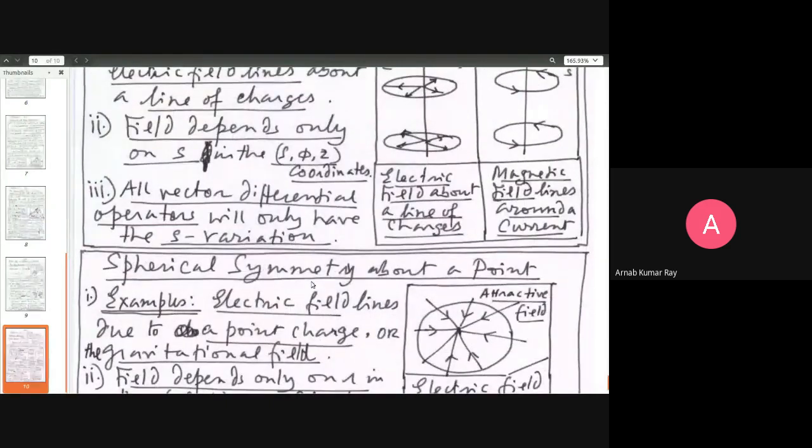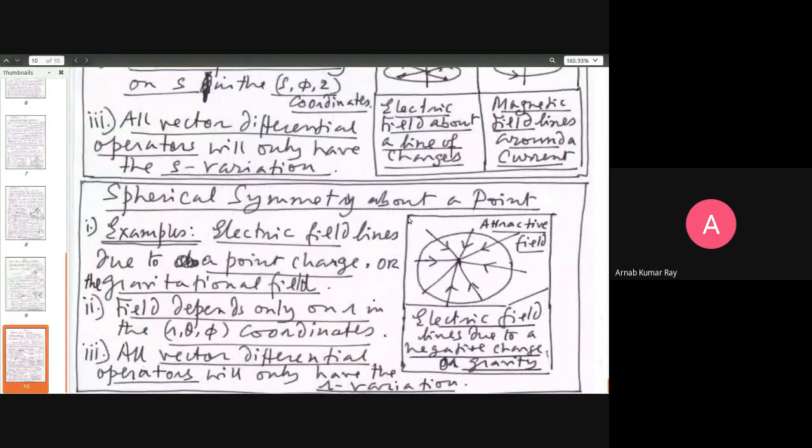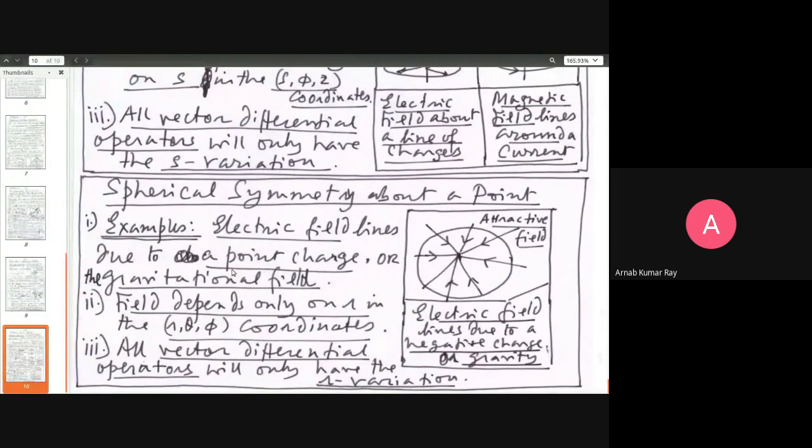Okay, now let us come to the next point, spherical symmetry about a point. As I've written over here, electric field lines due to a point charge, or the gravitational field. Here the point charge is a negative charge, or gravity, so it's an attractive field. Once again, I tell you, the field depends only on the coordinate r in the r theta phi coordinates.